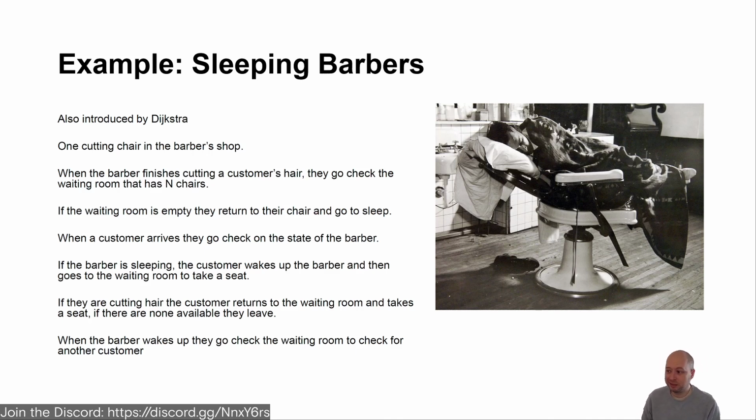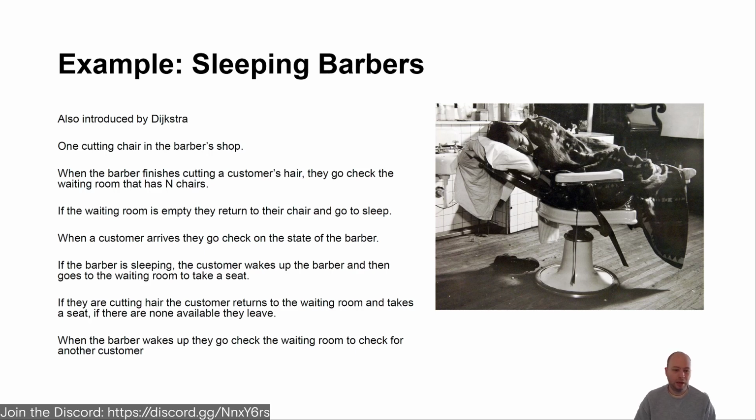This one's pretty classic, and it might not seem like a realistic problem until you dig into it a little bit. Another problem that was introduced by Dijkstra: you have one barber cutting hair in the barber shop. When a barber finishes cutting the hair of a customer, they go and check a waiting room, which is a different room that has n chairs in it. If the waiting room is empty, they go back to their chair and go to sleep.